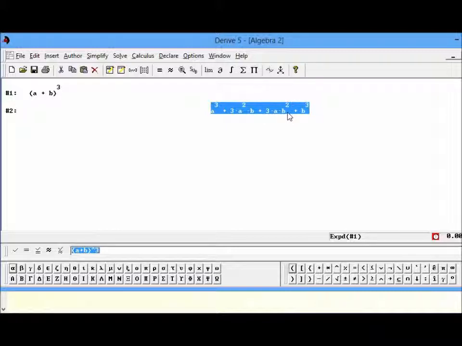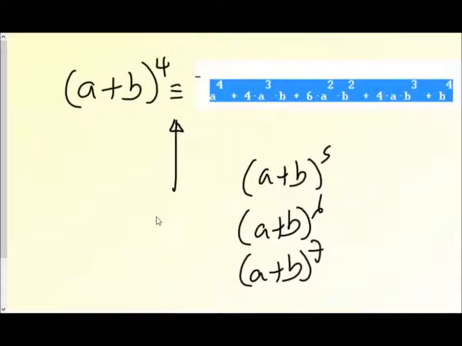So what I'd like you to do is open up Derive, check that we got the answer right here for a plus b to the power of 4, then work out a plus b to the power of 5, to the power of 6, and to the power of 7. Once you've done that, I'd like you to look at those results and see if you can spot any patterns. So pause the video now and we'll come back with some answers.